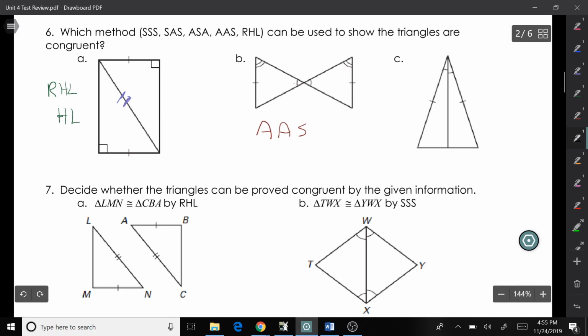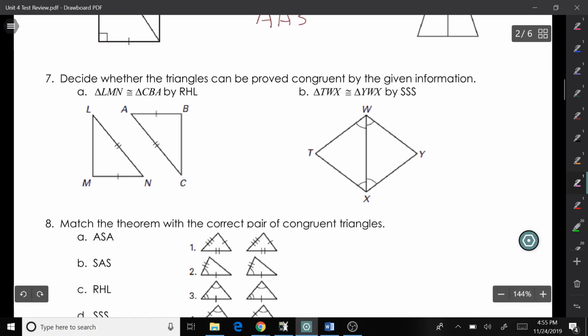And then for letter C, we have a shared side here. So that is going to give us side, angle, side. This angle is in between the two congruent sides. And the same thing in the right triangle. This angle is in between the two congruent sides. So this one is side, angle, side.